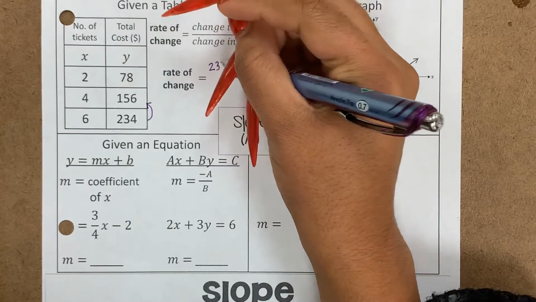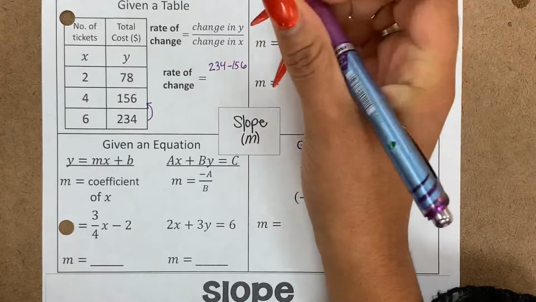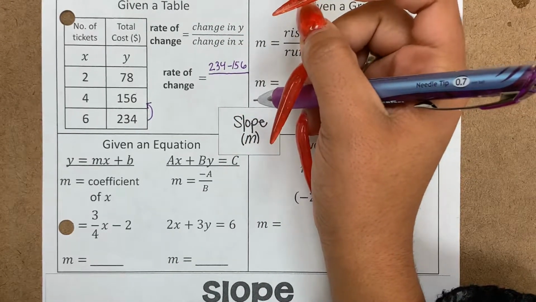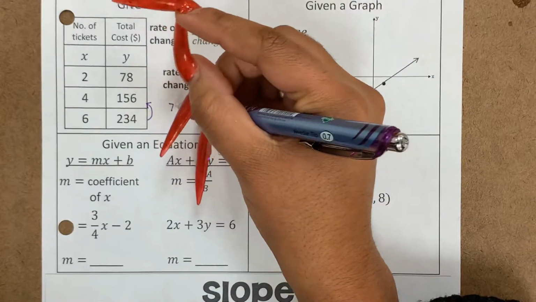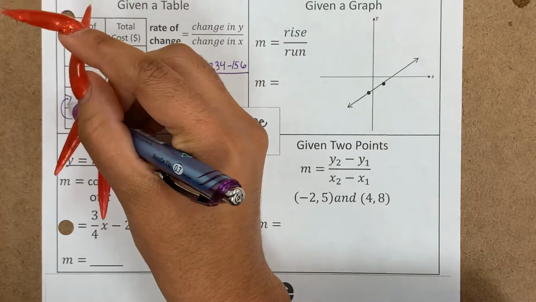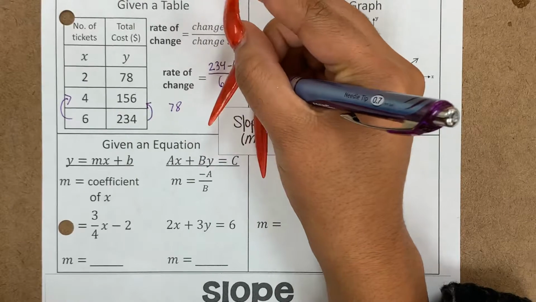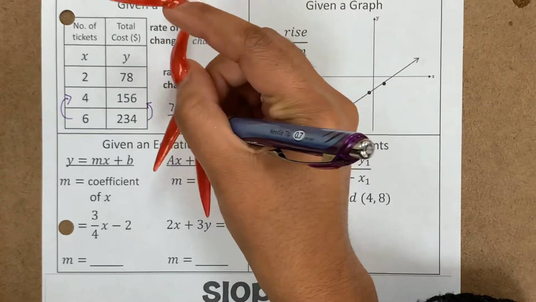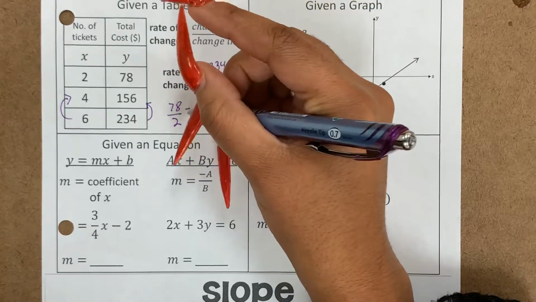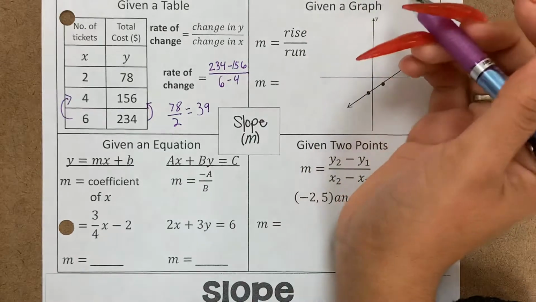So 234 minus 156. 234 minus 156 is 78. And then I'll do last minus the previous for the change in x. So 6 minus 4. 6 minus 4 is 2. So 78 divided by 2 is 39. So that is from a table.